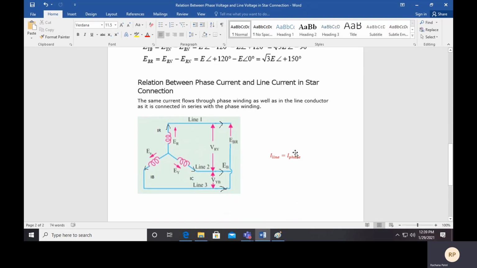Now let me go to the current relationship. For that, if you see this diagram, the current supplied by the individual winding, the individual phase, is nothing but the same current available at the line terminal. That's why it is very easy to say line current is equal to phase current.